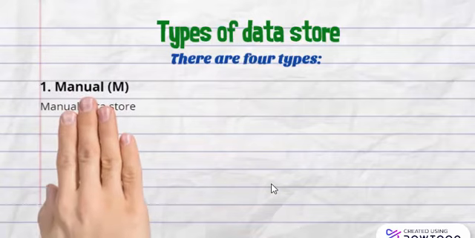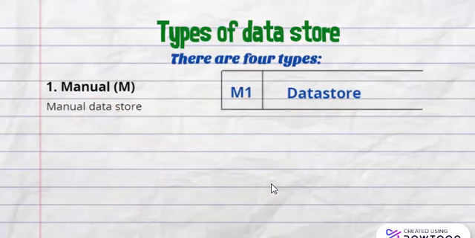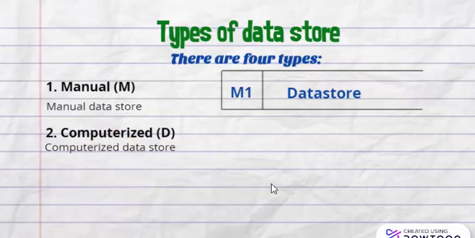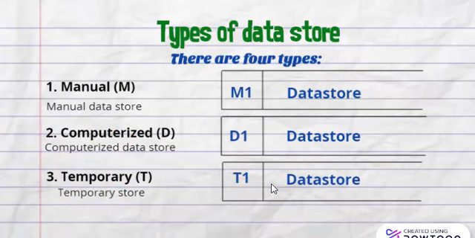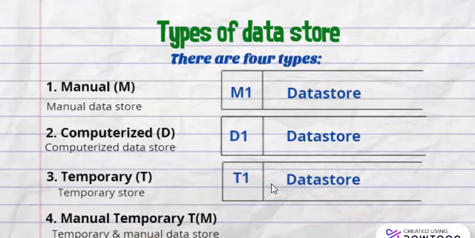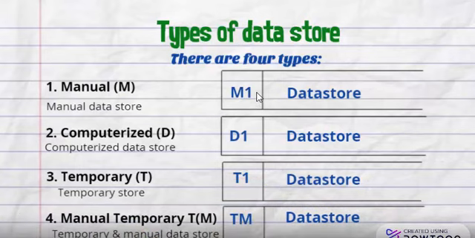Types of data stores. There are four types. Manual data store, here is the symbol. And computerized data store, D1. And temporary store, and manual temporary data store, this one.